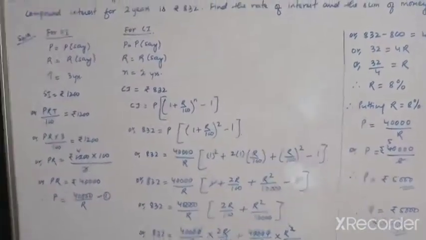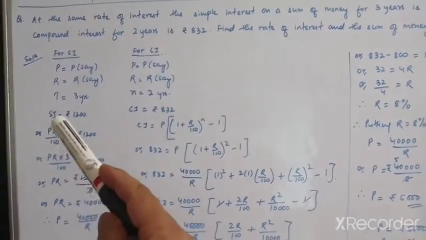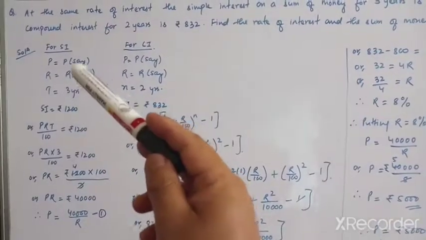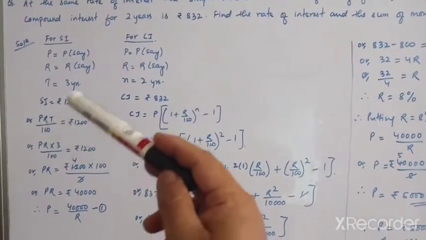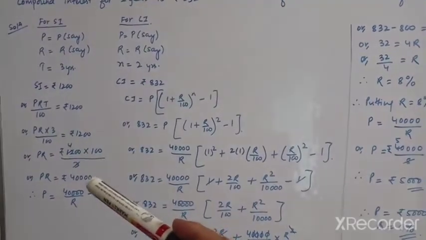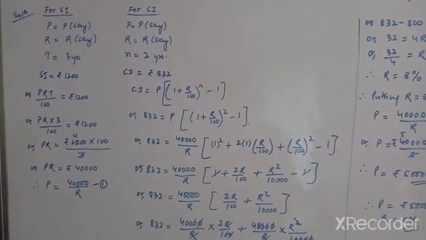Now from the first case, simple interest is 1200. Simple interest is given by the formula principal into rate into time divided by 100. Now let us replace the values: principal, rate, and time is 3 years, and we cross multiply, 3 will come down, so 3 fours are 12, so you get 40,000. So P into R is 40,000.